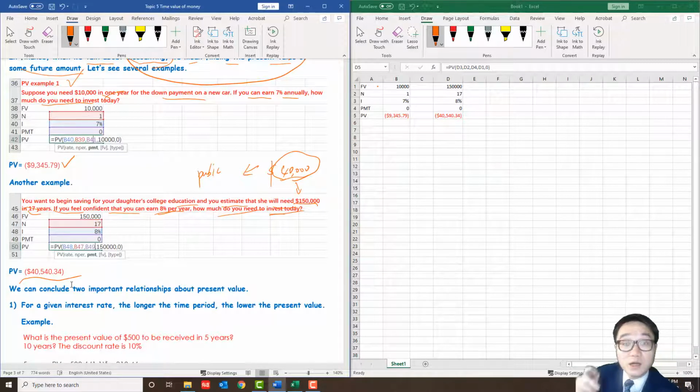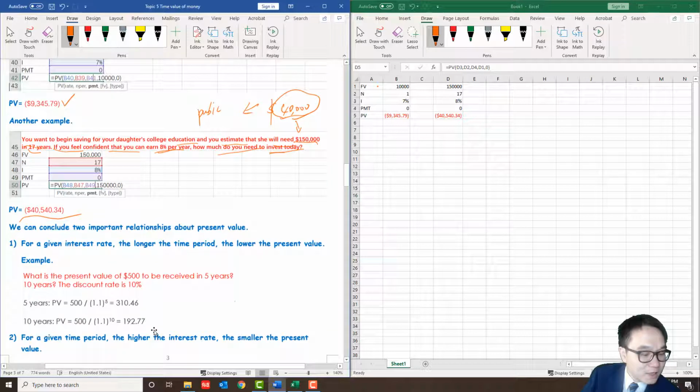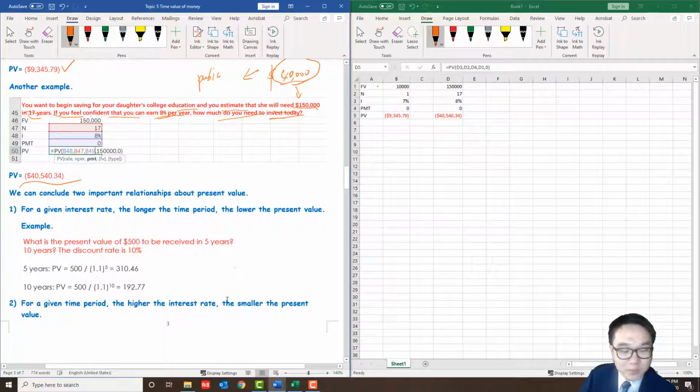So this means now we need to invest $40,540.34 in order to pay for my daughter's tuition 17 years later. Okay, that's the answer.